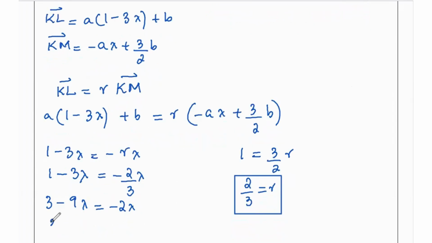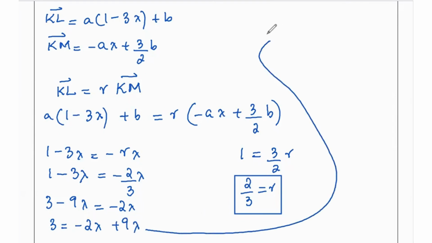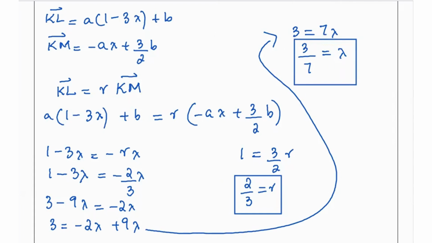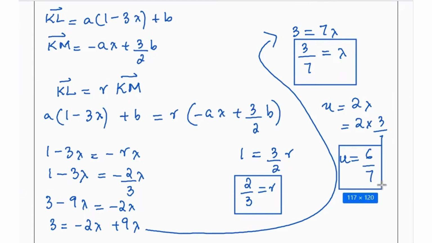That's 3 equals negative 2 lambda plus 9 lambda. Let me take this over here. So that's going to be 3 equals 7 lambda, and 3 over 7 is lambda. If 3 over 7 is the value of lambda, mu was 2 times lambda. So that's going to be 2 times 3 over 7, which is 6 over 7. So when lambda is 3 over 7, mu is going to be 6 over 7.